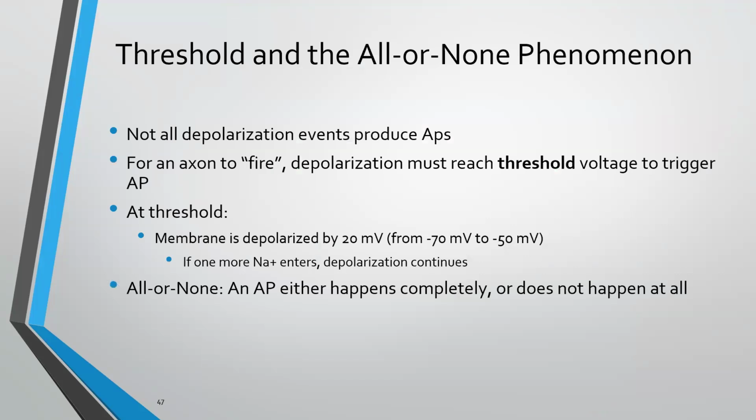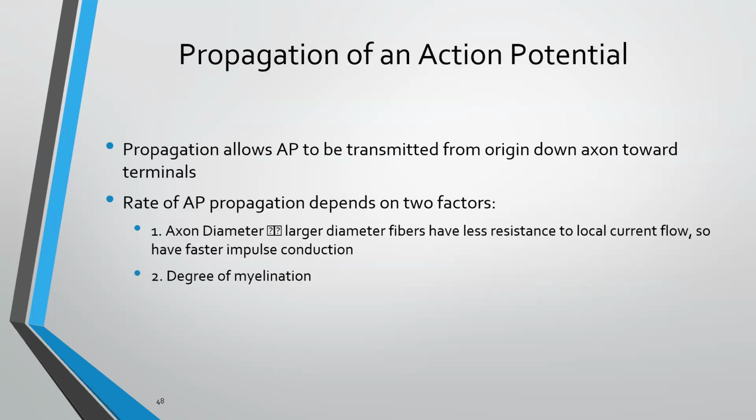So for an action potential to occur, the membrane must reach a specific threshold, which is typically around -55 millivolts, and that triggers the opening of the voltage-gated sodium channels. And action potentials follow an all or none principle. So they either occur fully or not at all, and it depends on whether that threshold is reached. All right, an action potential is propagated along the axon by depolarizing adjacent segments of the membrane, and that ensures the signal reaches its destination.